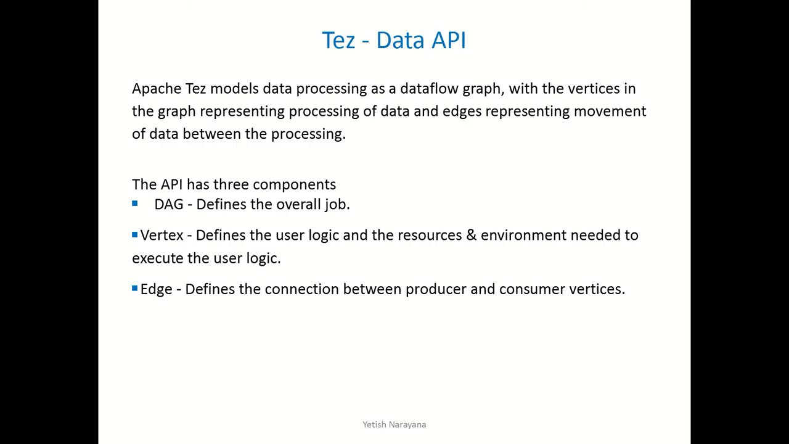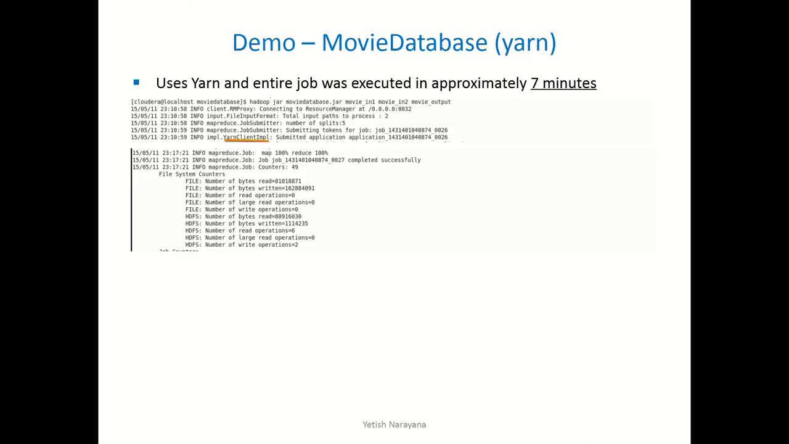Tez introduces the data API, wherein it models the data processing as a data flow graph, with vertices representing processing and the edges representing the movement of data. So a DAG defines an overall job as a data flow graph. A vertex defines the user logic, and an edge defines the connection between a producer and a consumer.